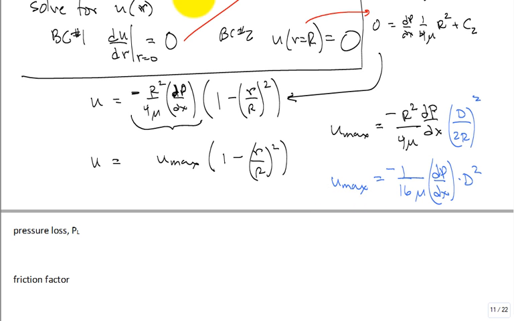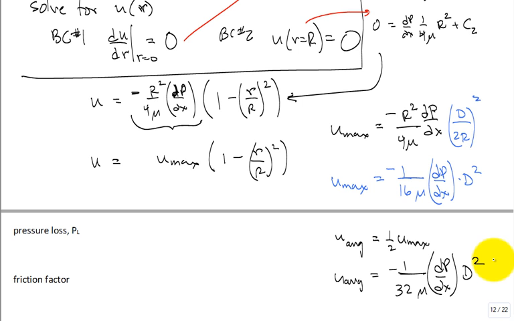Somebody says, I'd like to get the relationship for U average instead of U max. Well, U average is 1/2 of U max. So U average is negative 1 over 32 mu dP dx times D squared. So far, I only know I made one big error, right? I think the rest of this is okay. I went back and found it, fixed it. All right.